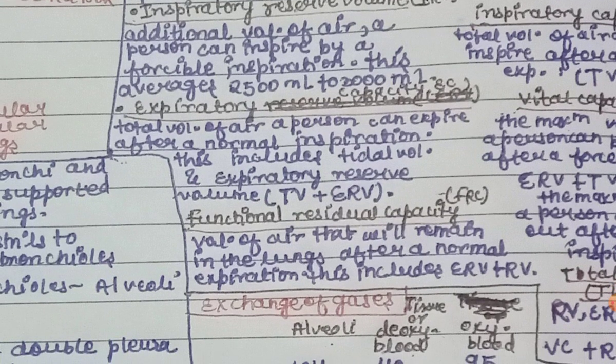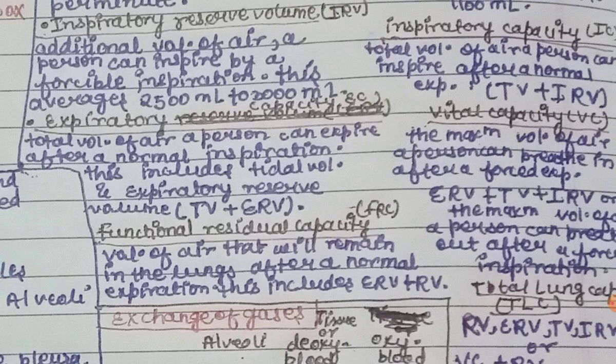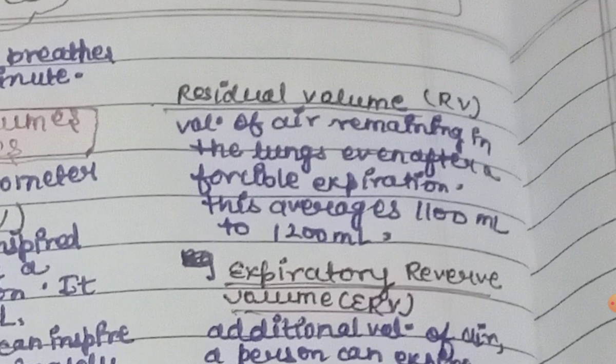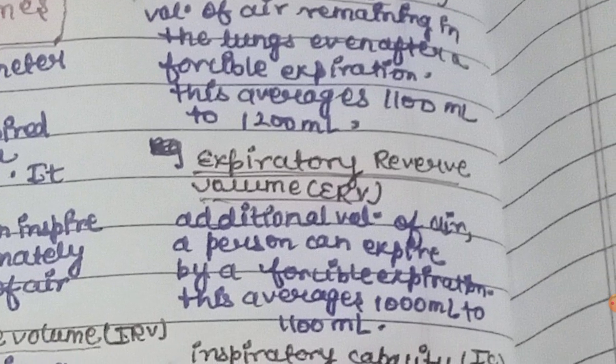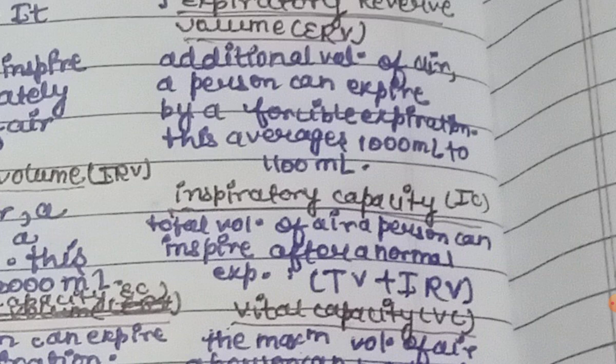Expiratory capacity: total volume of air a person can expire after a normal inspiration. This includes tidal volume and expiratory reserve volume. Functional residual capacity: volume of air that will remain in the lungs after a normal expiration. This includes ERV plus RV, expiratory reserve volume and residual volume. Residual volume: the volume of air remaining in the lungs even after a forcible expiration. This averages 1100 ml to 1200 ml. Expiratory reserve volume: additional volume of air a person can expire by a forcible expiration. This averages 1000 ml to 1100 ml.